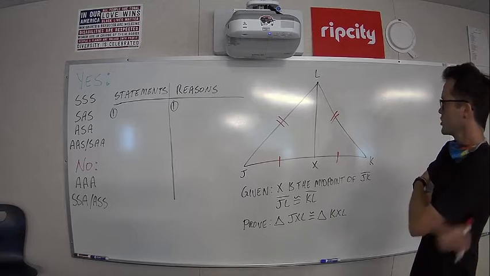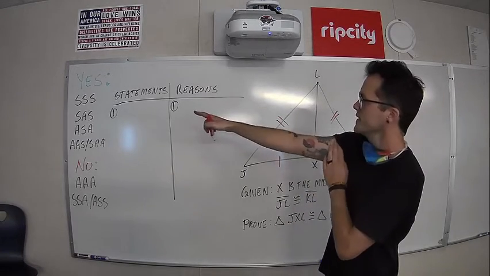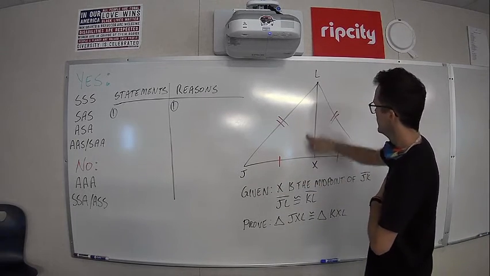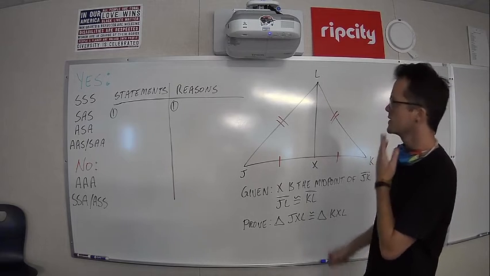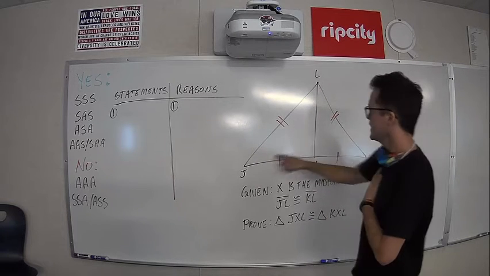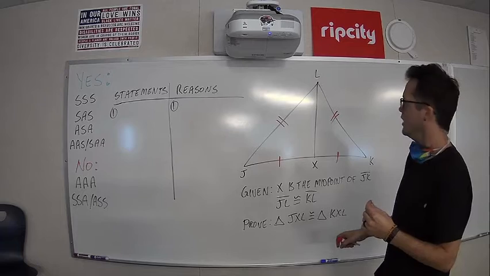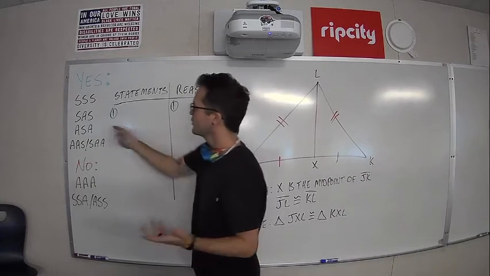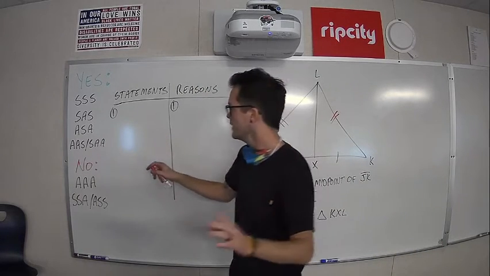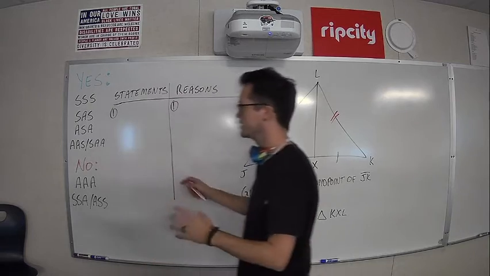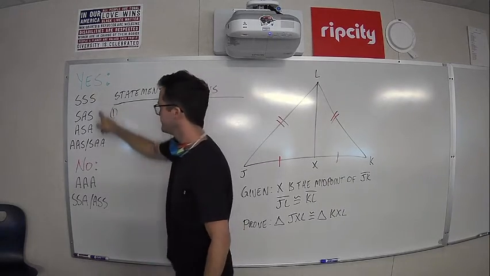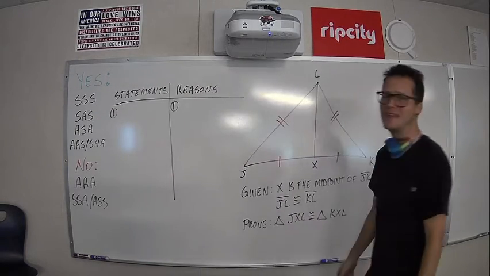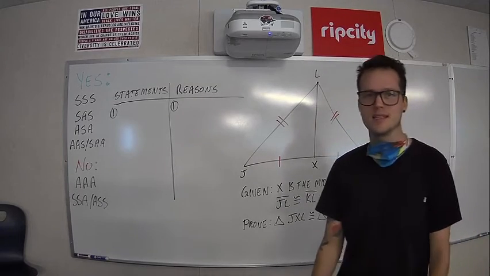We need to either show, let's see, side: that this line here is congruent to itself. Or we need to show that angles J and K are congruent. Let's see, angle, side, angle. We can't really use that because we already have two sides, so don't mess with that. This one only has one side, so it's going to be one of these first two. And we don't know anything about any of the angles, so it must be side.